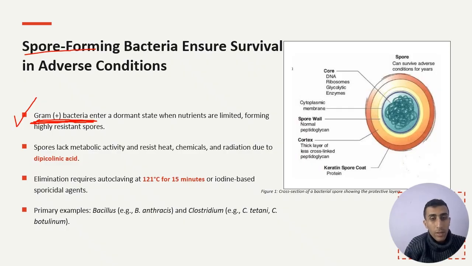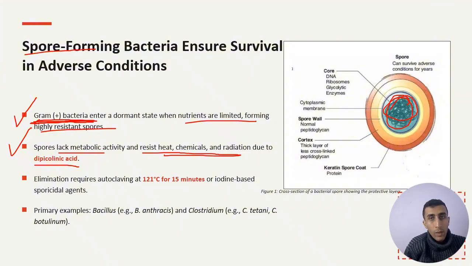They enter a dormant state when nutrients are limited, forming these highly resistant spores. The spore contains the genetic material, and its main purpose is to protect the genetic material of the bacteria until the environment is favorable again. It contains something called dipicolinic acid. It's very high yield to know dipicolinic acid, because it helps these spores resist heat, chemicals, and radiation, and these spores lack metabolic activity. So this is assisted by dipicolinic acid.